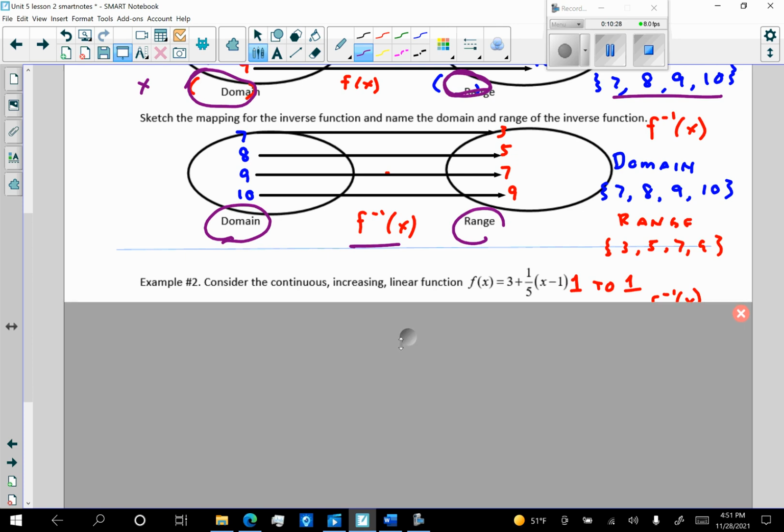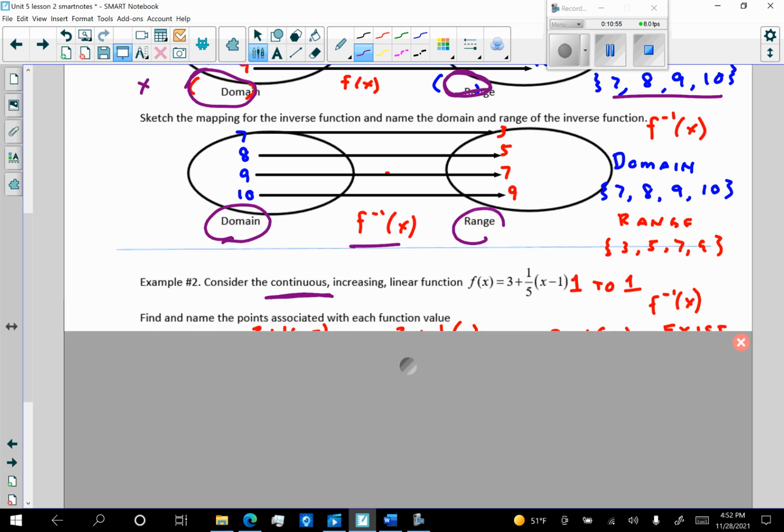So let's do an analytical function here. Consider the continuous. Everything we've looked at so far have been discrete functions. This is a continuous function because this is a linear function. It's a linear function written in point slope form. And we know from 5.1, unit 5, lesson 1, that all linear functions are one-to-one. Therefore, the inverse exists because it is one-to-one.